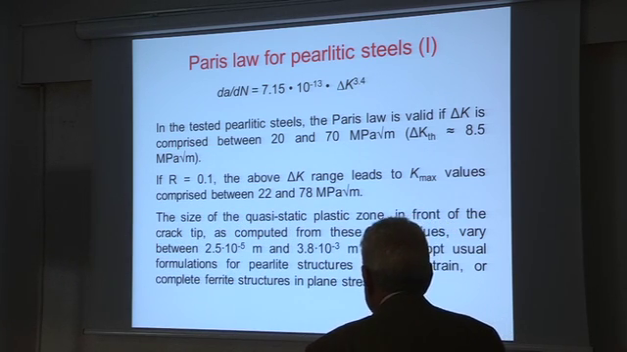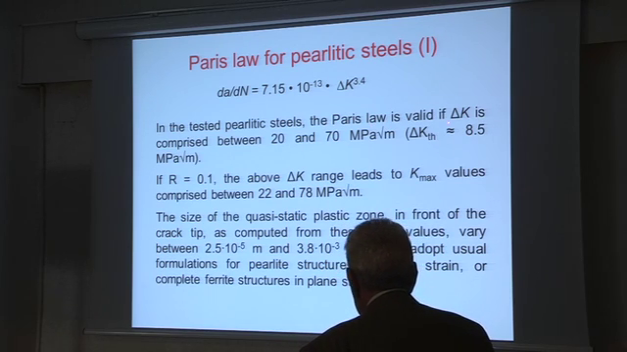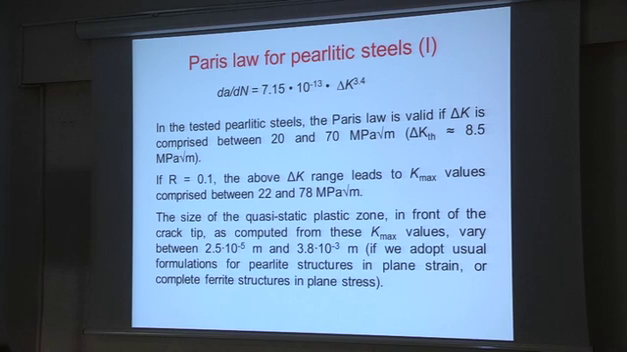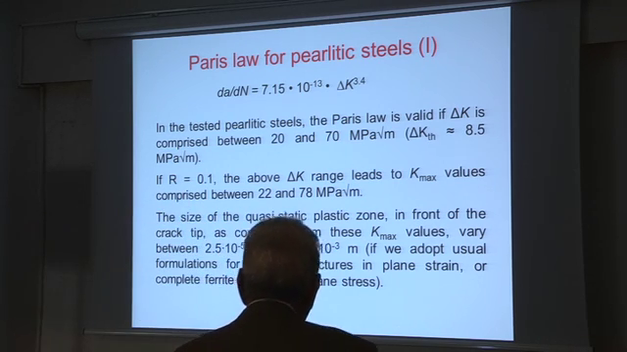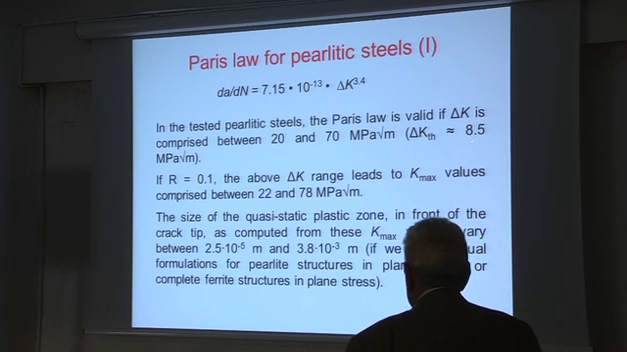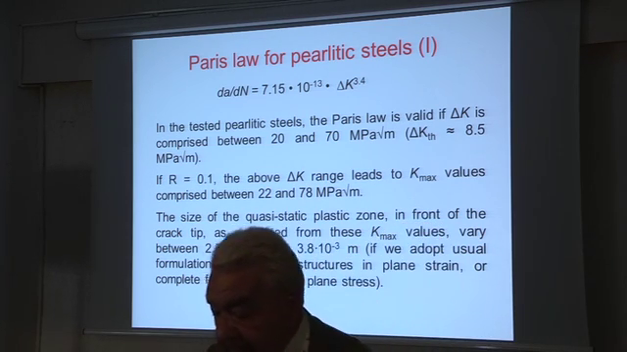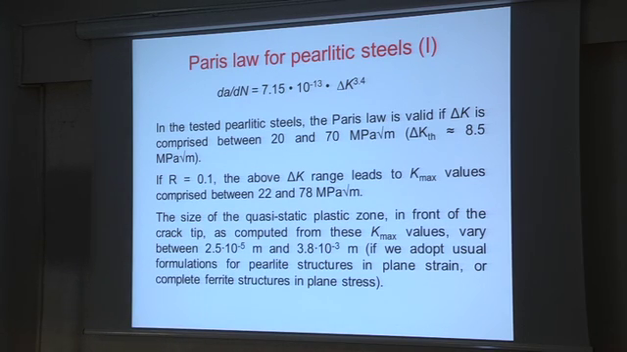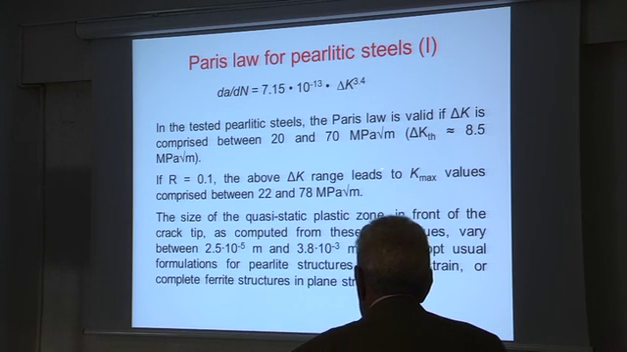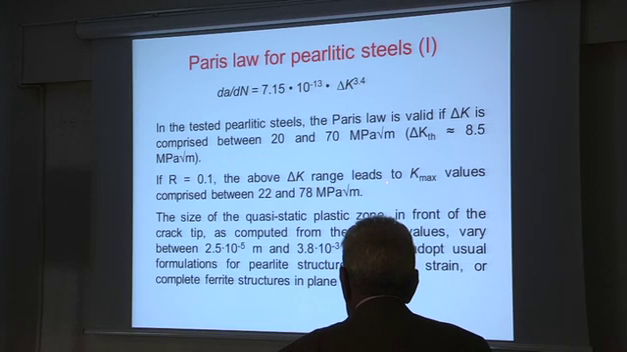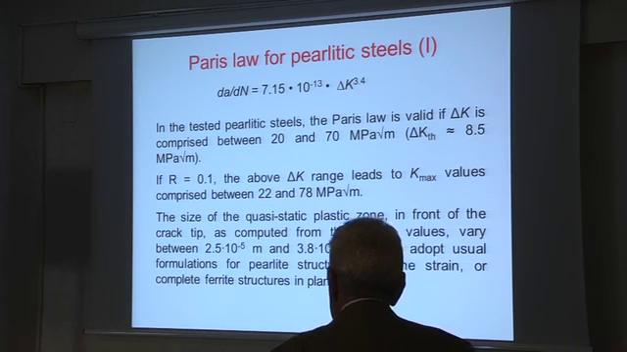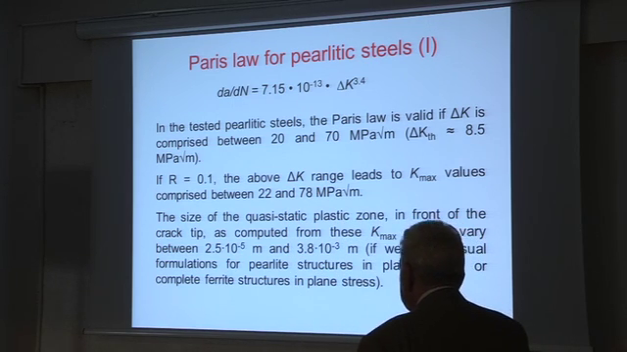In general, we have an exponent of 3.3, 3.4, and the Paris law is valid if delta K is comprised between, well, 10, 20, even 10, and 70 megapascal square root of meter, with delta KTH in the vicinity of 10, slightly less than 10 megapascal square root of meter. And if we make experiments with a ratio between K min and K max in the vicinity of 0.1, this range, 20 to 70, leads to Kmax values comprised between 22 and 78 megapascal square root of meter.